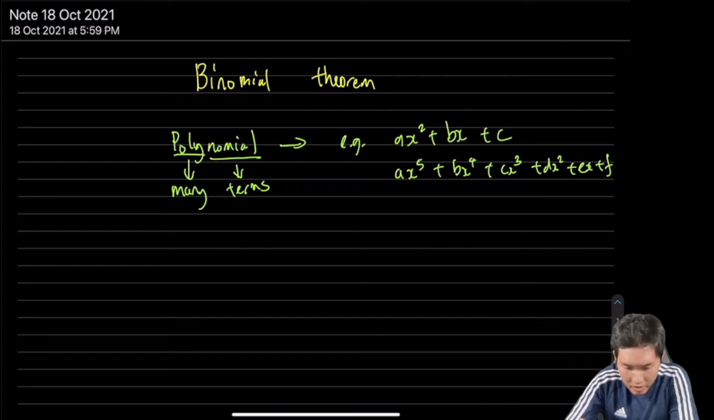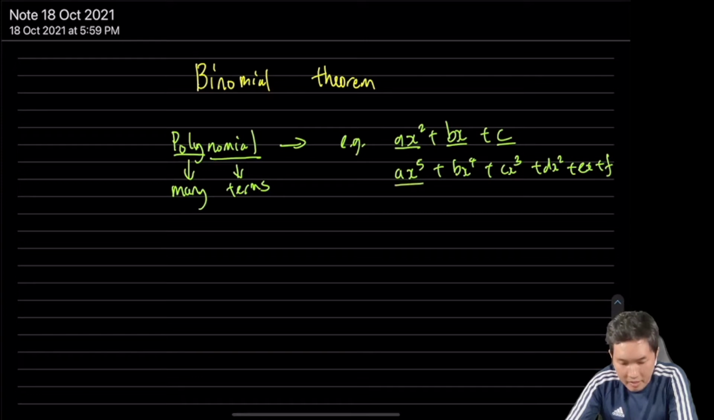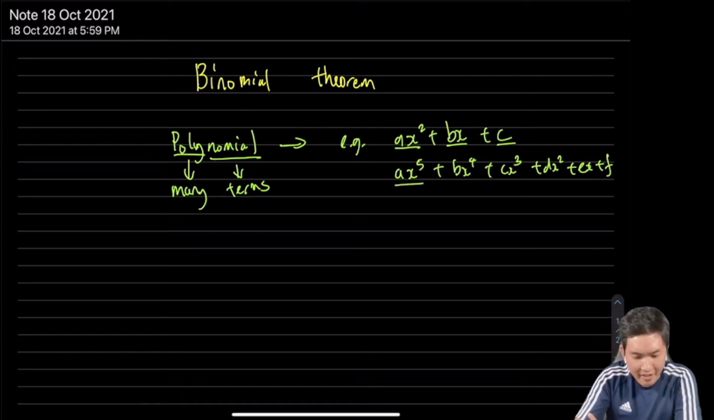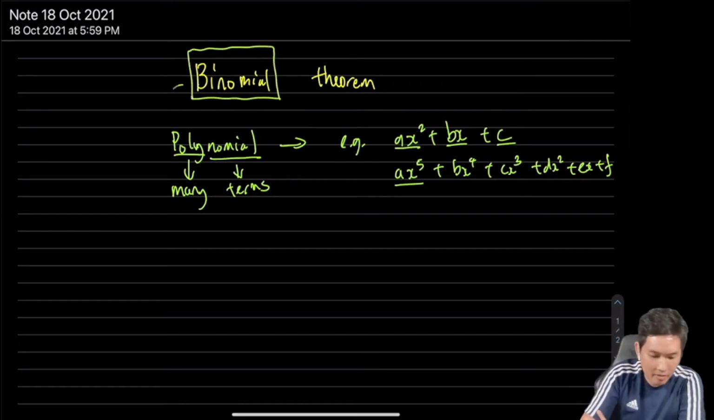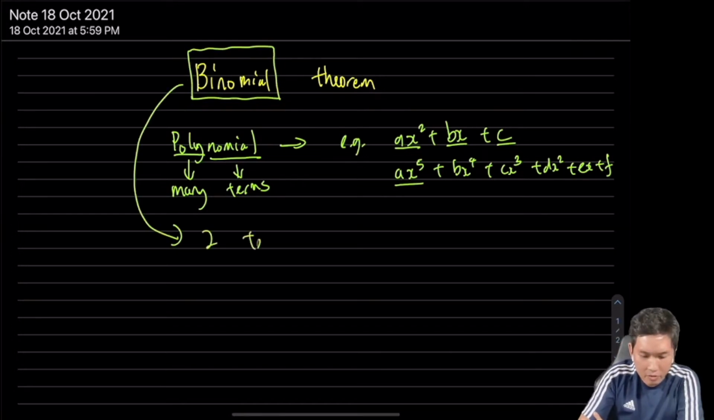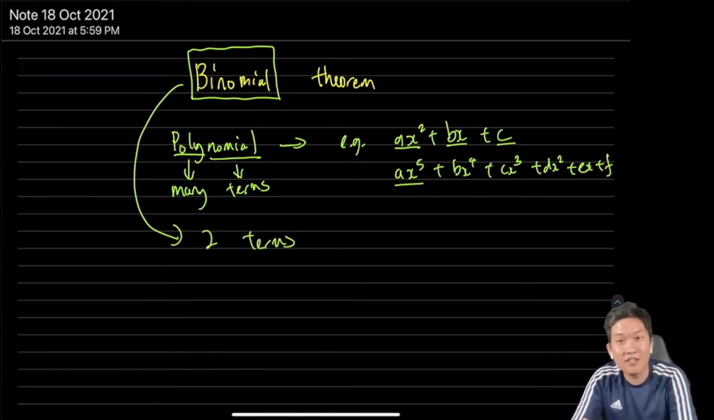So this is one term in x squared. This is another term in x. This is a constant term. Correct? This is the term in x to the power of 5. So roughly you have an idea what this means already, right? Binomial. Binomial means what? Two terms. Okay? It's the theorem of two terms.